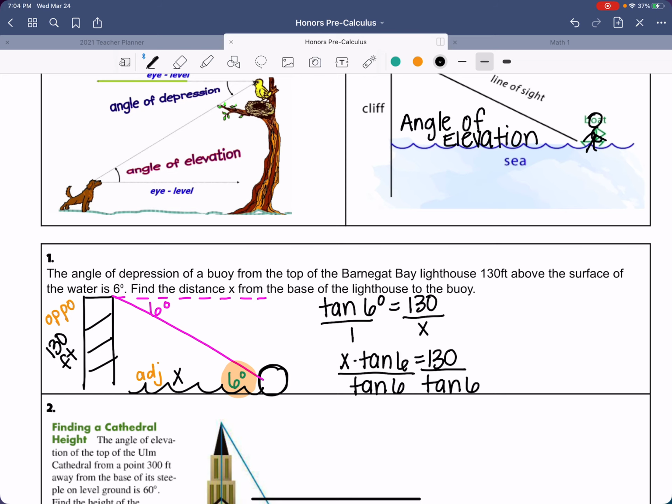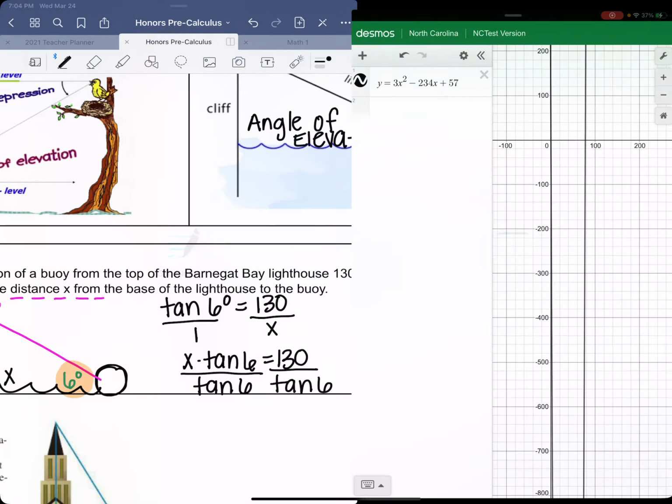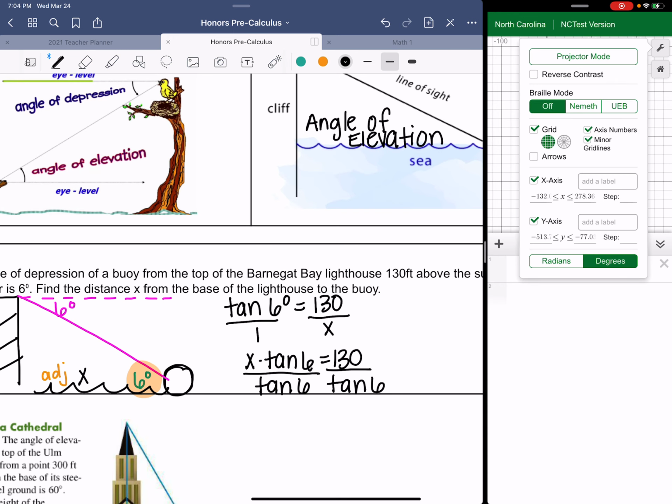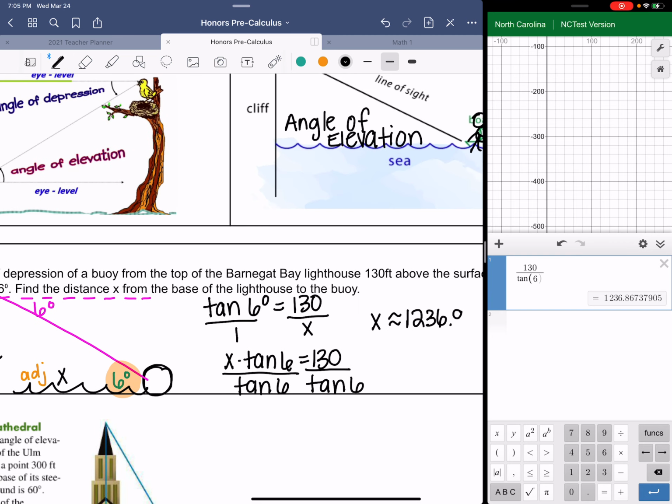All right, and then I can bring up Desmos. And again, I'm going to make sure that my Desmos calculator is in degree mode, which mine is. So I have 130, and then I have the tangent of 6. So the distance from my lighthouse to the buoy is about 1,236, we'll say 0.9 feet. Okay.